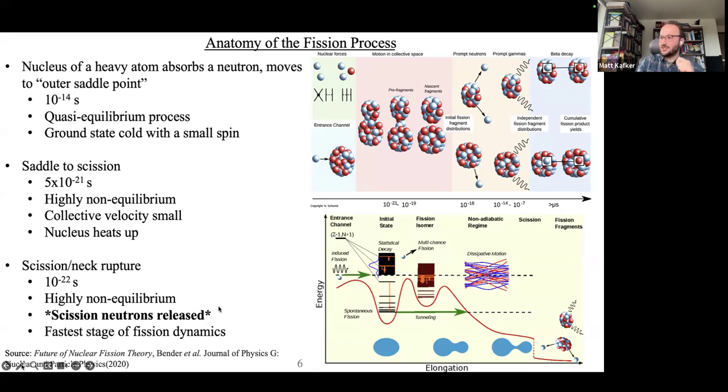I have in bold here, this is the stage where the scission neutrons are released. That is the claim that we're making, and I hope that I'll provide you a convincing argument that this is the case over the course of this talk. You can make your own conclusions. I also want to indicate that this is the fastest stage of the fission dynamics. Okay, so we've made it from this blue square here to this frame here.